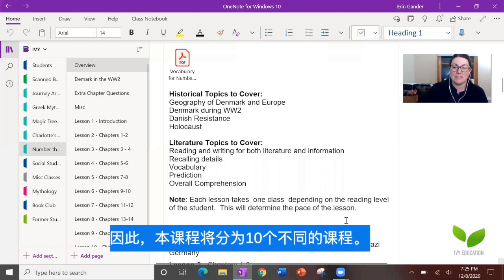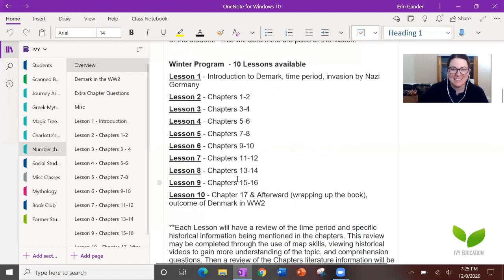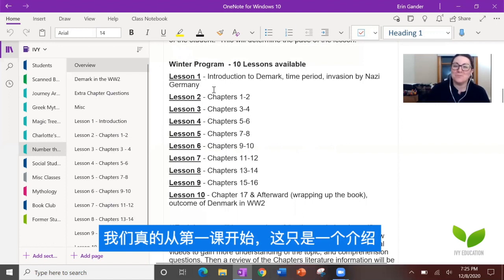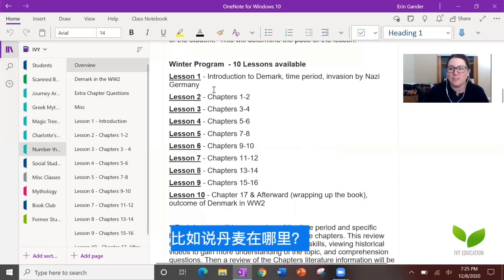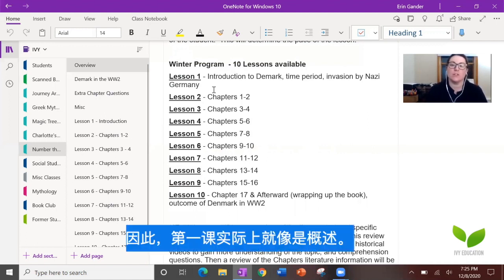So this class is going to be split into 10 different lessons, and this is obviously a very basic breakdown. We really start with lesson 1, and it's just an introduction to where is Denmark? Why should we care about Denmark? What's the time period? Who are the Nazis? What are they doing? What is their ultimate goal? So lesson 1 is really just kind of an overview.